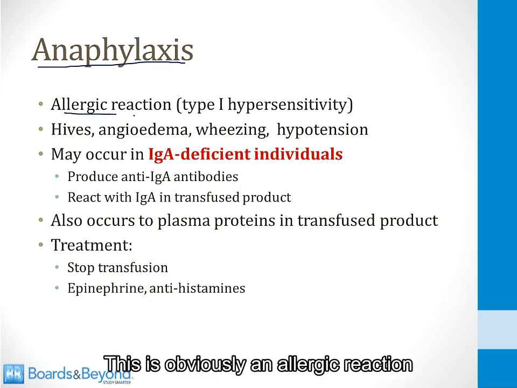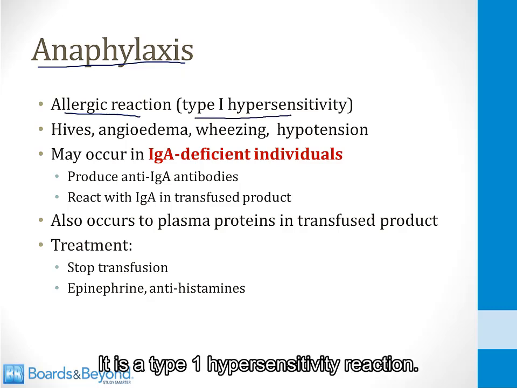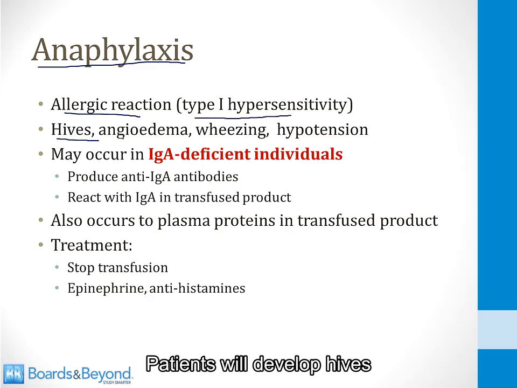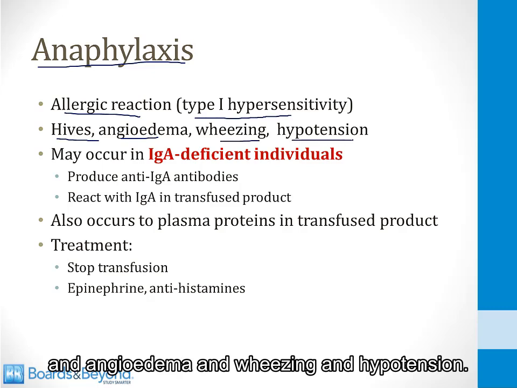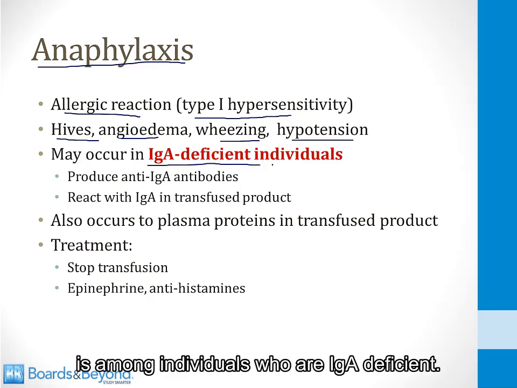Rarely, patients can develop anaphylaxis to a blood transfusion. This is obviously an allergic reaction, just like all forms of anaphylaxis. It is a type 1 hypersensitivity reaction. Patients will develop hives and angioedema and wheezing and hypotension. One place where this classically occurs is among individuals who are IgA deficient.